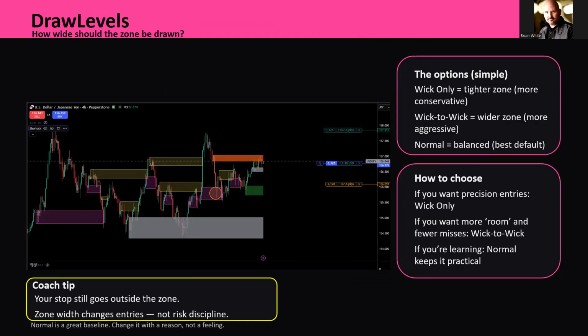But wick to wick is a wider zone. It can feel more aggressive because price can tag the zone earlier and easier. Wick only is tighter. It's more conservative. It's more precise, but you've got a good chance you're going to miss trades by just a few pips because it didn't quite get down there.